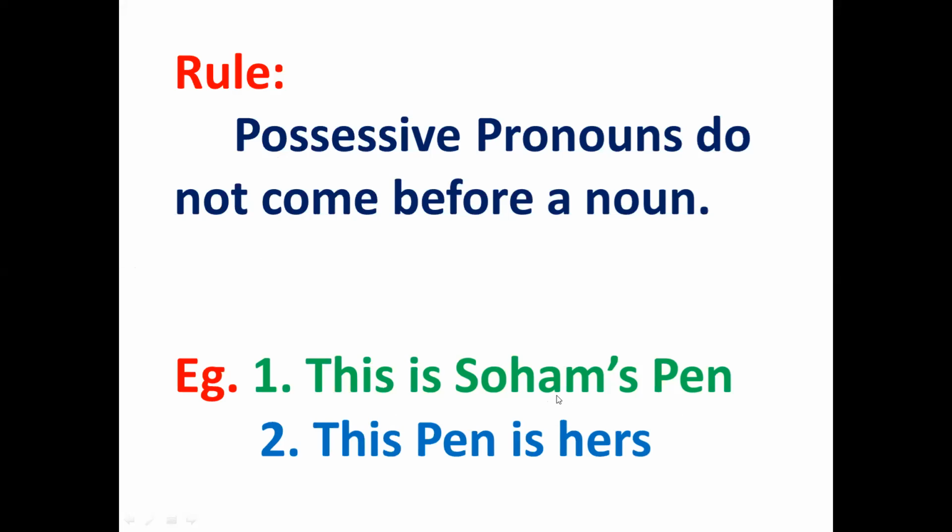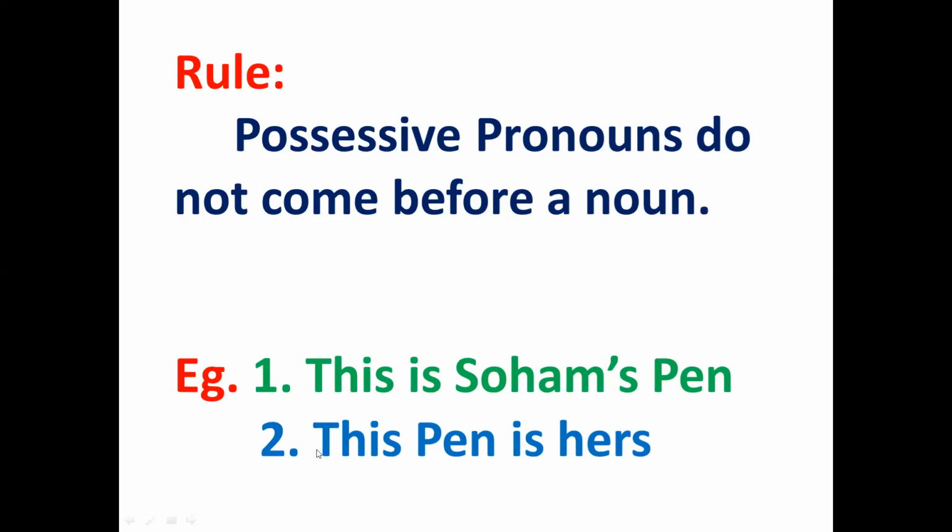But here we have used Soham's pen. Whose pen is this? Soham's. So an apostrophe is used after the name Soham's. It is called a possessive noun. Pen is a noun, but there is no possessive pronoun before pen.